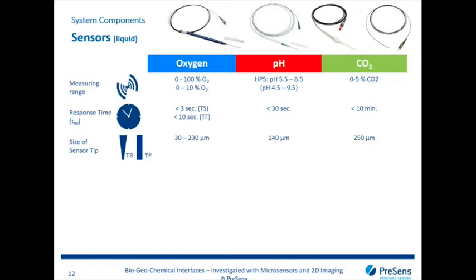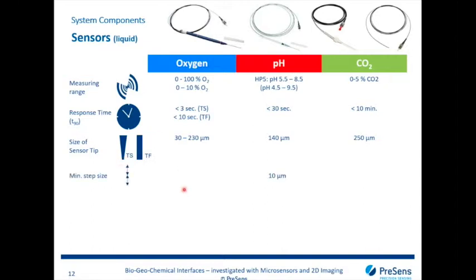As I just explained, we have got two different tip sizes. So the so-called TS sensor, which stands for tapered sensor tip, meaning the sensor itself has a very thin tip that is thinned out at the very end. It goes down to 20 or 30 micrometers, and the TF sensor, which stands for flat broken sensor tip, has a diameter of about 140 to 250 micrometers. And the TS sensor is the faster one, as explained before.